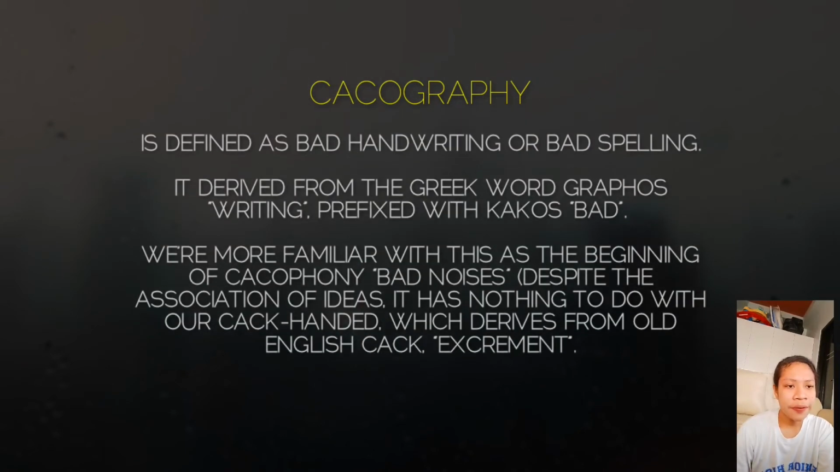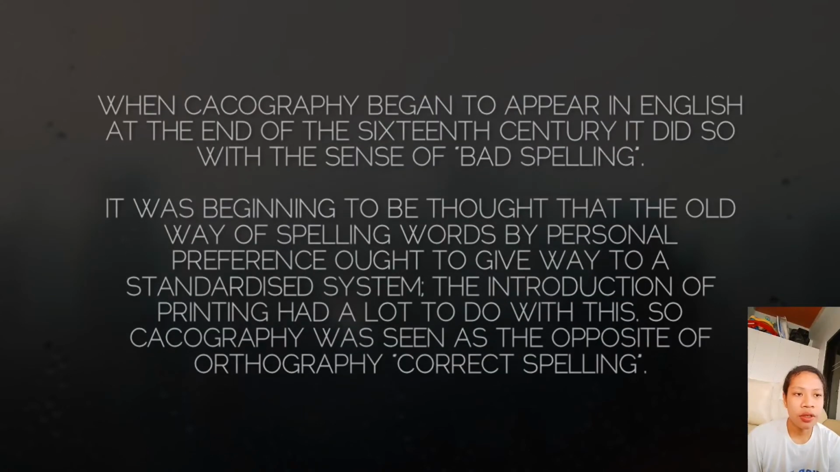Cacography is defined as bad handwriting or bad spelling. It derived from the Greek word graphos, writing, prefixed with kakos. Kakos is bad. We're more familiar with this as the beginning of cacophony. Cacophony is bad noises. Despite the association of the ideas, it has nothing to do with our cack-handed, which derives from the Old English cack. Cack is excrement.